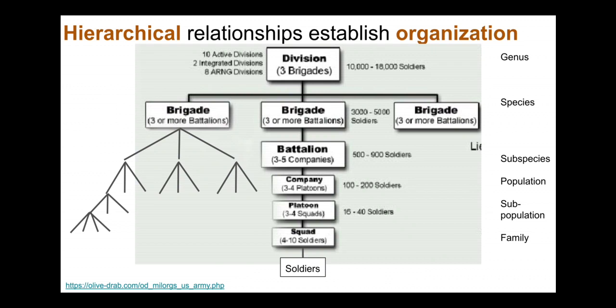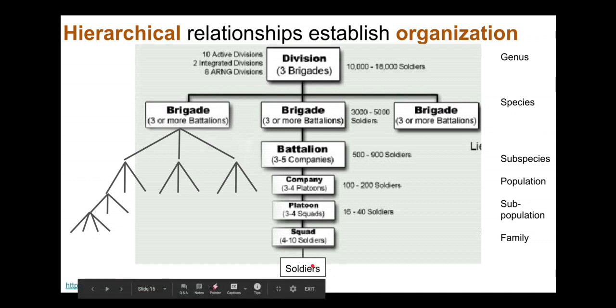So hierarchical relationships can also establish organizations. So also within the military, and this is more like actually how we think about species, within the military, there is a hierarchical relationship of structure. So in the U.S. Army, large groups of soldiers are organized logistically and in how they mobilize into divisions. Each division has three brigades. Each brigade has within it three or more battalions, and then each battalion has platoons within it. Each platoon has squads, and each squad is composed of soldiers. So this is a hierarchical relationship. All soldiers are a member of squads.